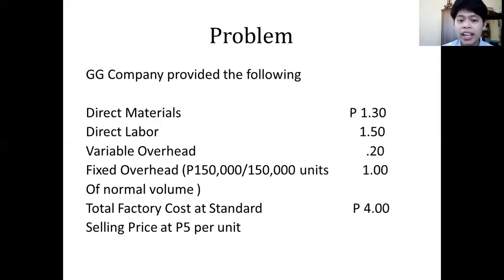So, 150,000 pesos divided by the budgeted production of the company, which is 150,000 units, equals 1 peso per unit. In total, the total factory cost at standard is 4 pesos, with a selling price of 5 pesos per unit. So, what is being asked? We need to find the net income using absorption costing and variable costing. Let's now go to the solution.